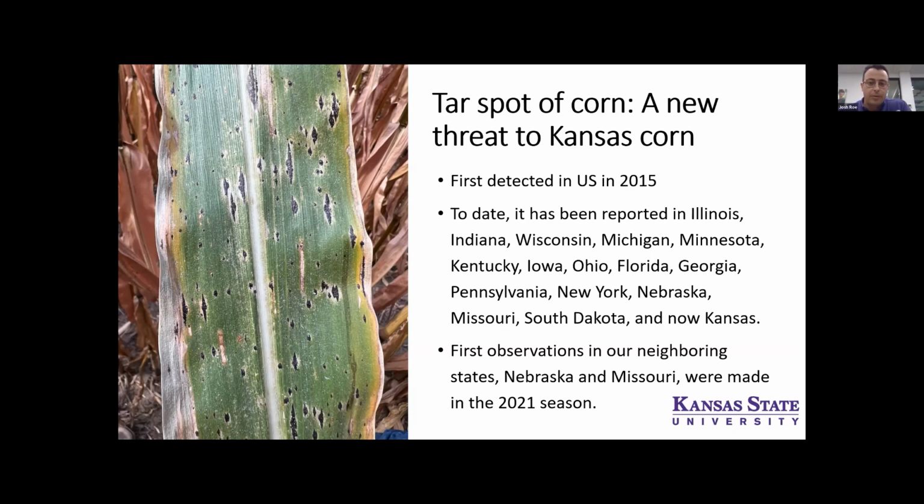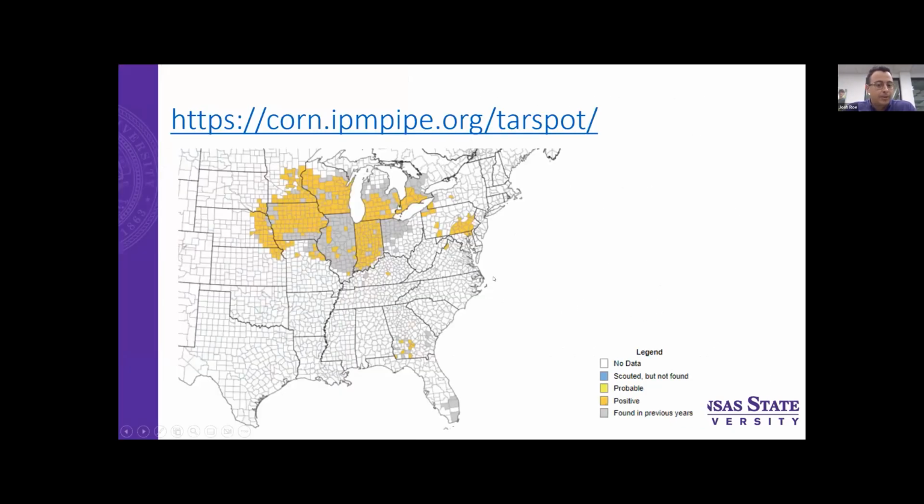A little bit of history on tar spot. Tar spot was first detected in the US in 2015, and since then it has spread through several of the major states. We're going to look at a map in a second. What's really important for us here in Kansas is that it was detected in Nebraska and Missouri in the 2021 season. And last year, 2022, we found it here in Kansas, late in the season, and we're going to talk a little bit about it too.